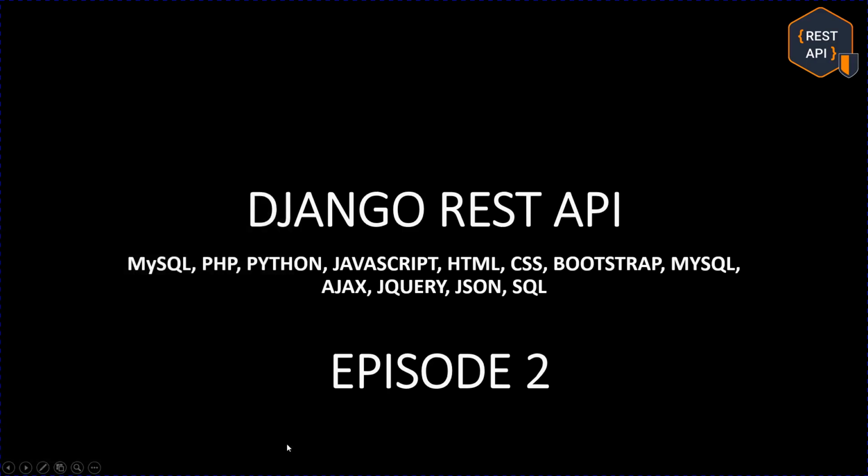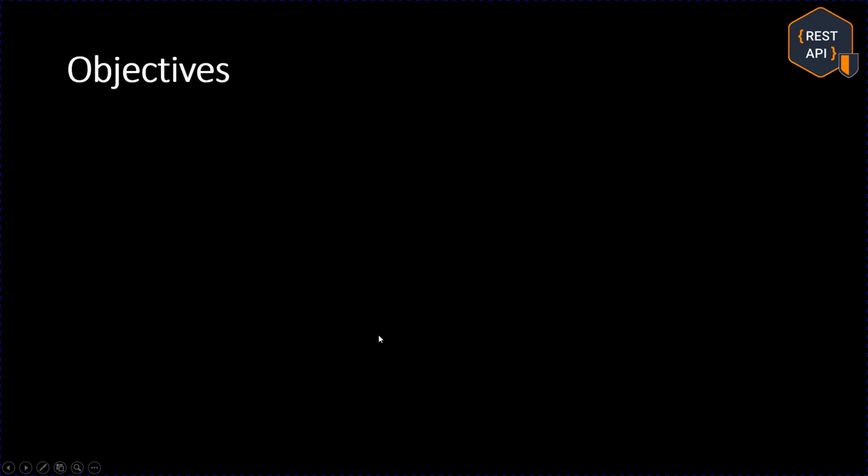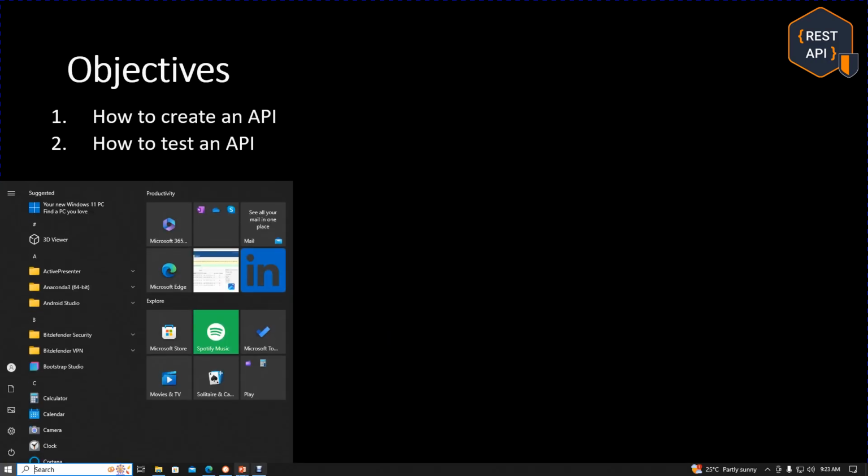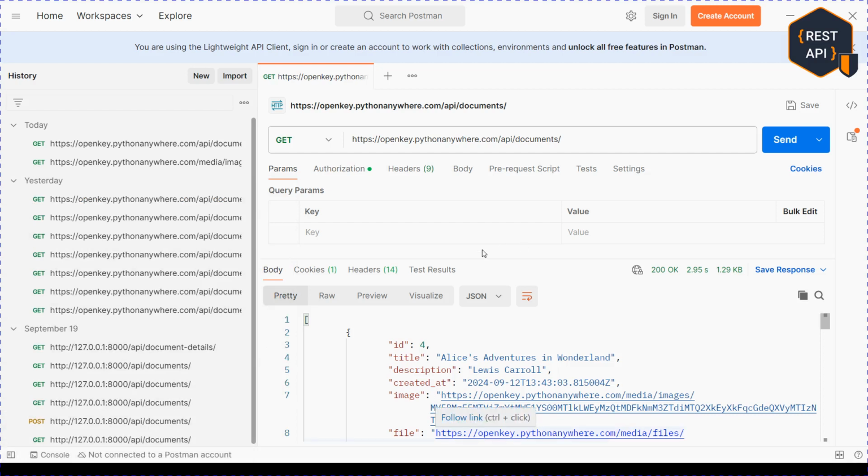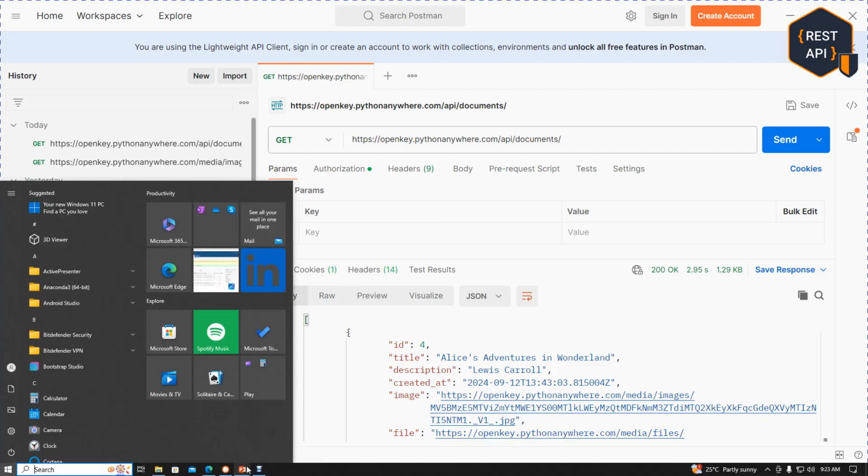Okay, so hii ni just a Django REST API na objectives za video series ambayo tuziupload hapa YouTube ni how to create an API. So hiyo ni objective number 1, how to create an API and how to test API kwa kutumia software ya Postman. So this is a Postman, okay? So inatumika kwa ajili ya kufanya API testing, okay?